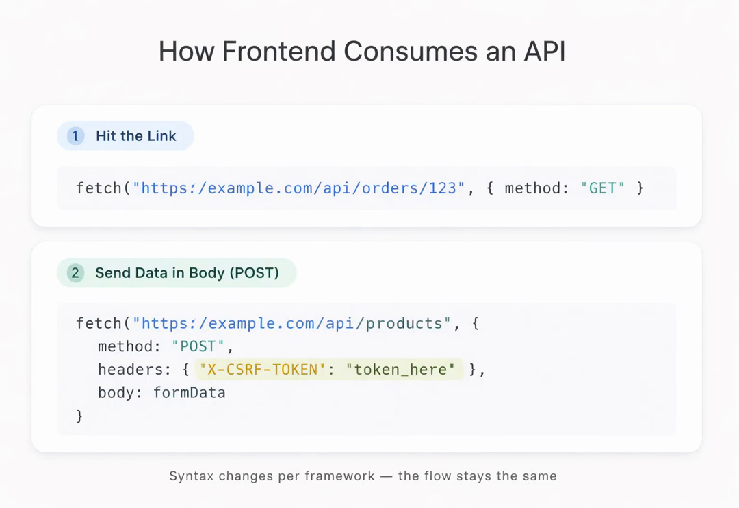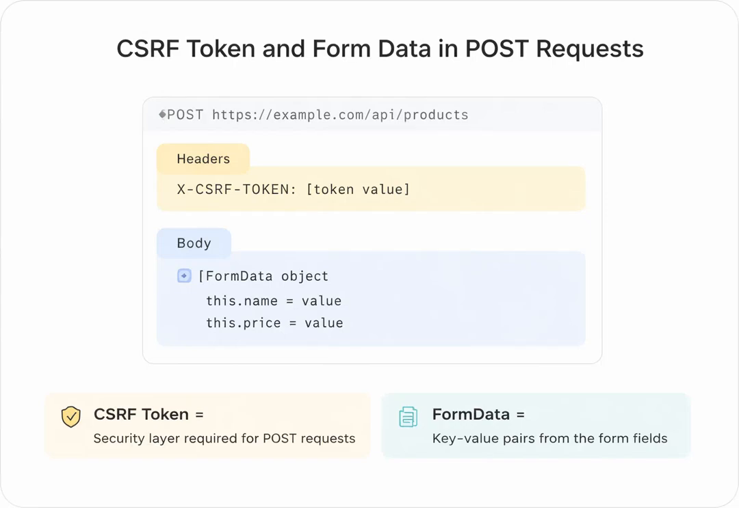Now let's look at exactly how a front end uses an API. There are really just two core steps. First, you hit the link, you make a request to the API endpoint URL. Second, if you're sending data, you include it in the request body, usually as JSON or form data. For post requests, you also need to send the CSRF token in the headers for security. The syntax might look different in React, Flutter, or vanilla JavaScript, but the underlying flow is always the same. Hit the link, send the data. That's it.